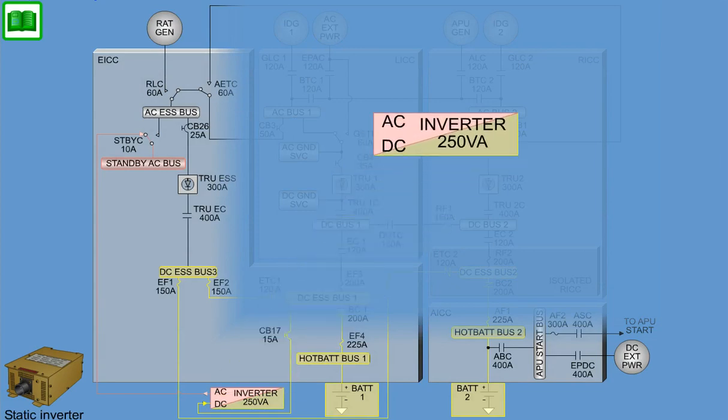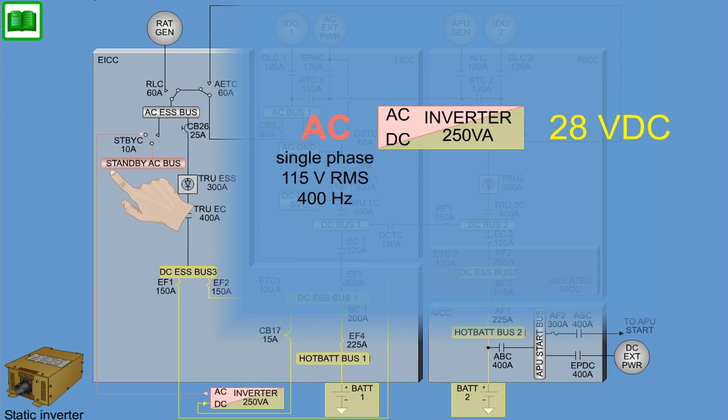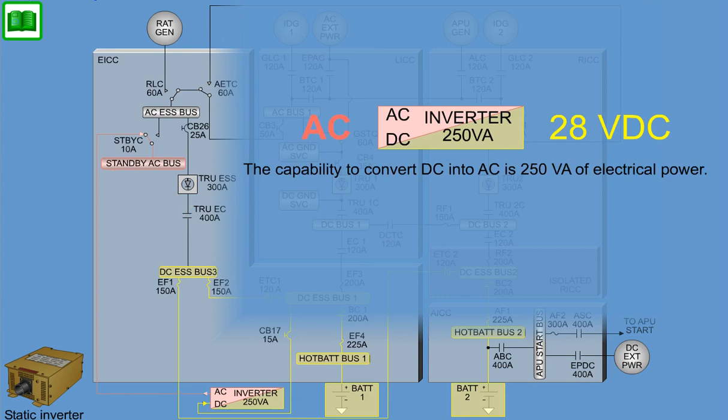The purpose of the unit is to convert 28-volt DC into AC in order to provide the standby AC bus with single-phase 115 volts RMS, 400 Hz AC stabilized power output. The capability to convert DC into AC is 250 volt amps of electrical power.